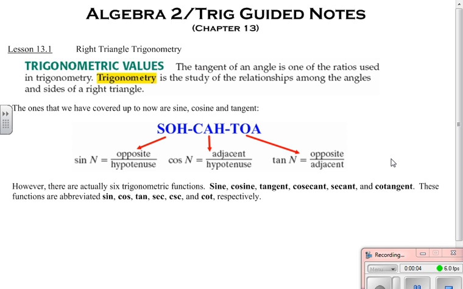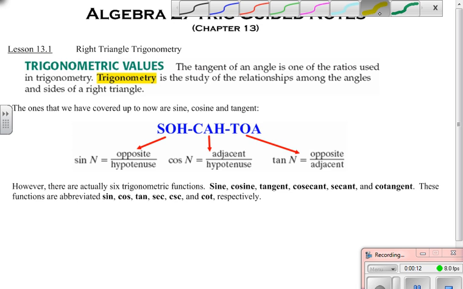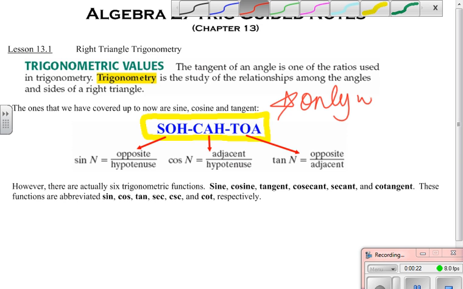13.1 starts off with right triangle trigonometry, and a lot of this is going to be review, because if you remember back even to Algebra 1, you were taught the infamous SOHCAHTOA. The big caution with SOHCAHTOA is that it only works for right triangles. If you do not have a right triangle, you are out of luck.